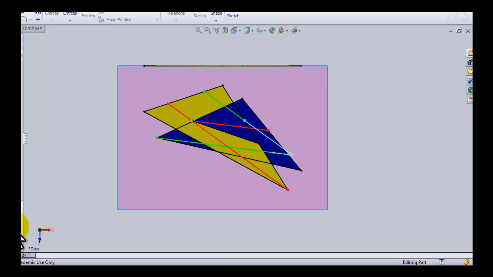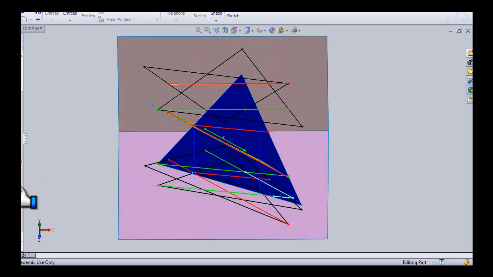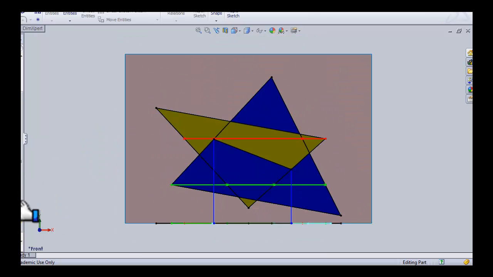To find the line of intersection in elevation, we're going to draw it up to elevation, and now we have our line of intersection.